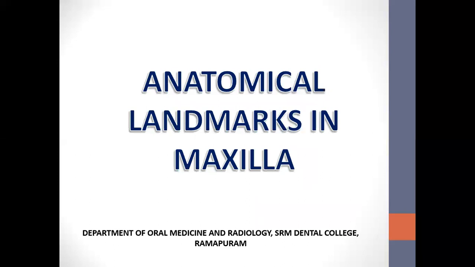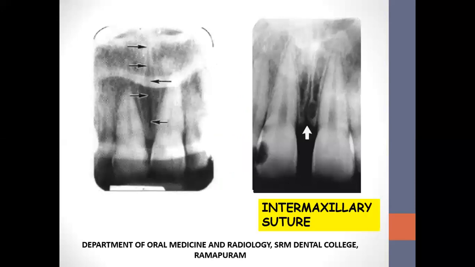Now let us deal with the anatomical landmarks seen in the maxilla. The first landmark is the intermaxillary suture, otherwise called the median suture, and it appears on intraoral periapical radiographs as a thin radiolucent line in the midline between the two portions of the premaxilla. It extends from the alveolar crest between the central incisors superiorly through the anterior nasal spine and continues posteriorly between the maxillary palatine processes to the posterior aspect of the hard palate.